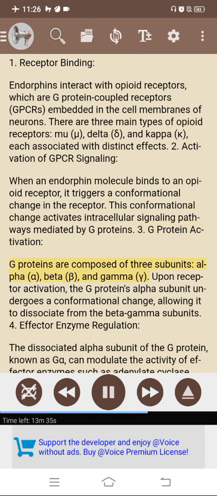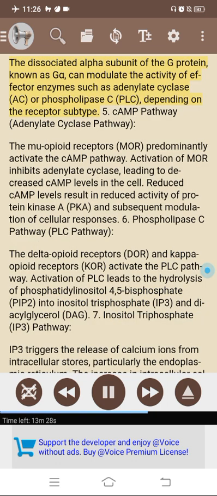3. G protein activation. G proteins are composed of three subunits: alpha, beta, and gamma. Upon receptor activation, the G protein's alpha subunit undergoes a conformational change, allowing it to dissociate from the beta gamma subunits. 4. Effector enzyme regulation. The dissociated alpha subunit of the G protein, known as G-alpha, can modulate the activity of effector enzymes such as adenylate cyclase (AC) or phospholipase C (PLC) depending on the receptor subtype.